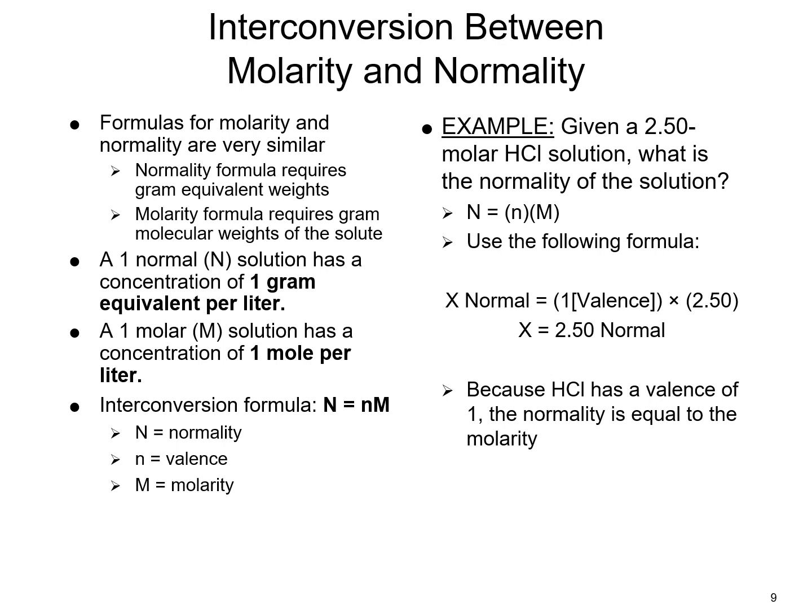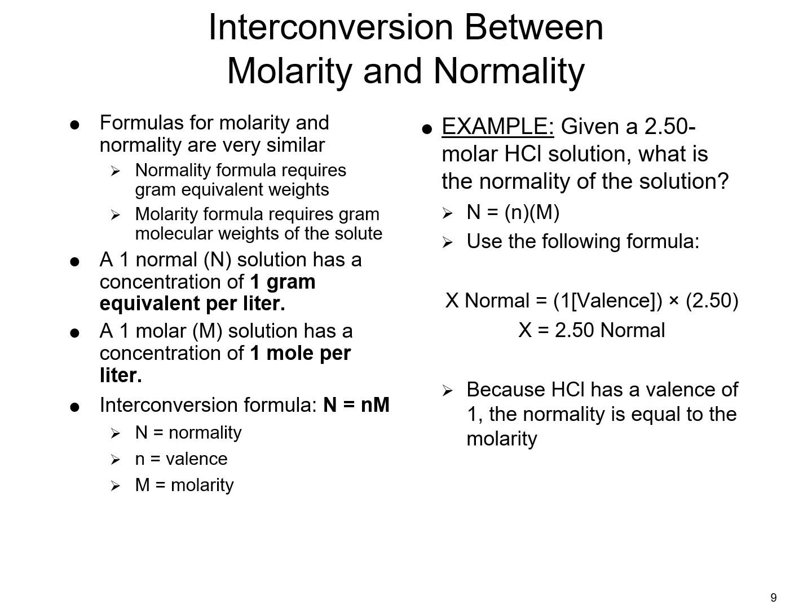Because they are so similar, we can use these terms to interconvert by using the following formula, where normality, represented as N, equals the valence times molarity, represented as M. So if we have an example here of a 2.50 molar concentration of hydrochloric acid solution, we want to know what the normality of that solution is.